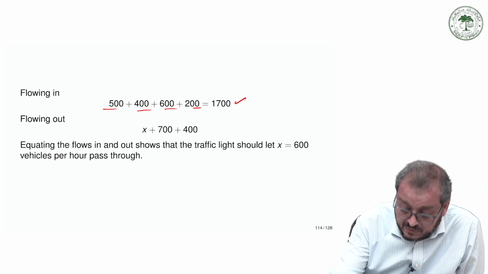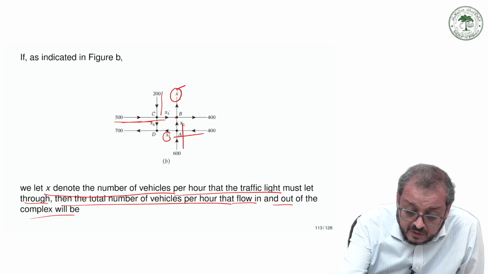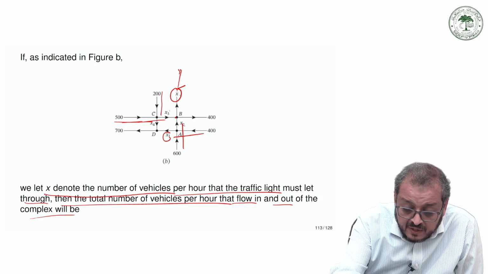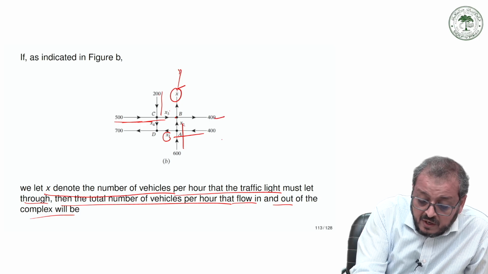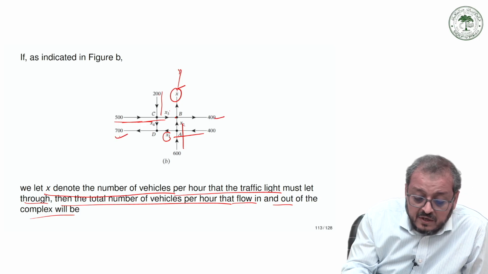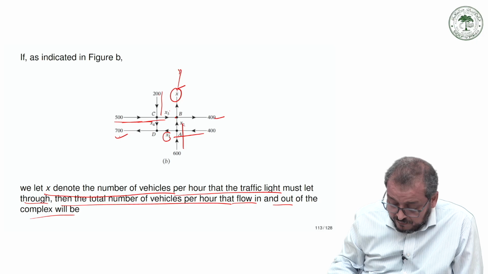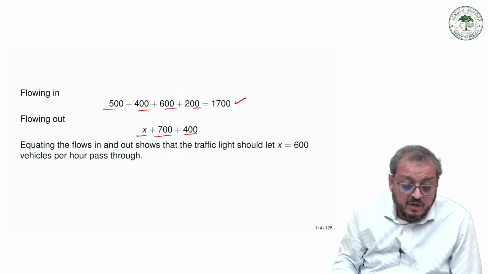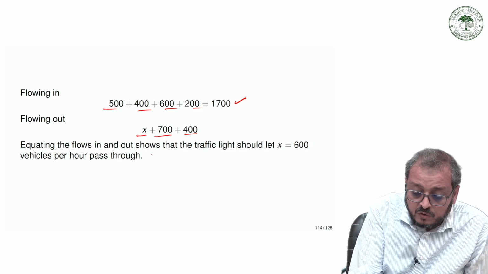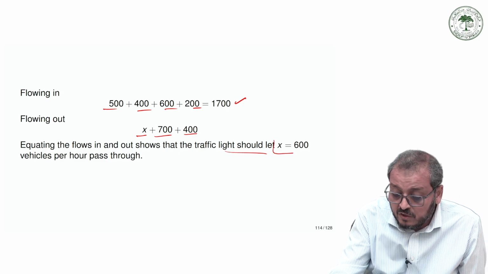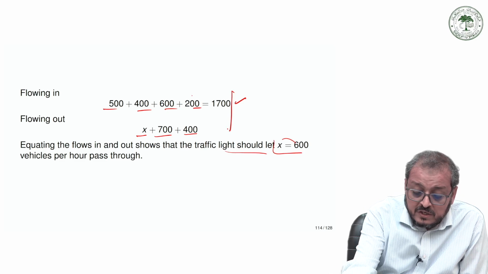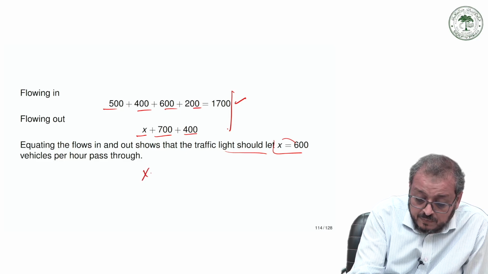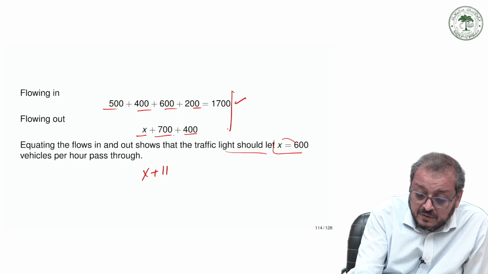The flow out is from x, and then we have a flow out of 400, and another flow out of 700. So the flow out is equal to x plus 700 plus 400. Equating the flow in and out, the traffic light should satisfy these two equations, which we can simplify.